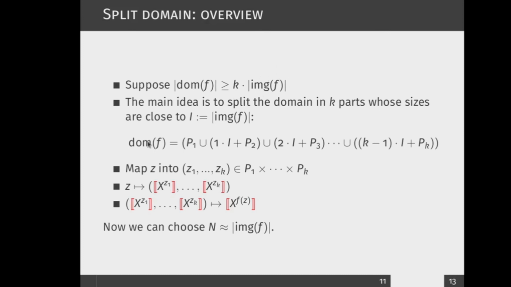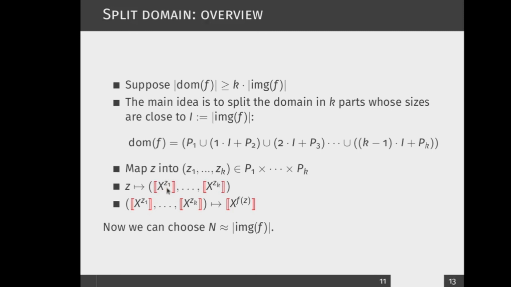The main idea here is that we can write the domain as a union of k smaller sets, and all of these sets have size close to I, the image of f. And now we can take a value z that belongs to the domain, so z is possibly large, and we can write it as k small values, z1 up to zk, each of them belonging to one of these smaller sets, p1 up to pk. Right? And now instead of encrypting z directly, we can encrypt all these zi's here. So we have a vector of ciphertexts.